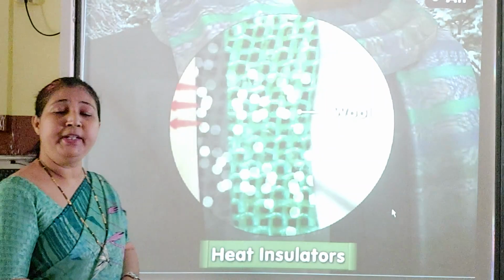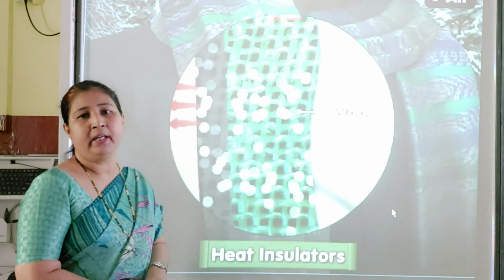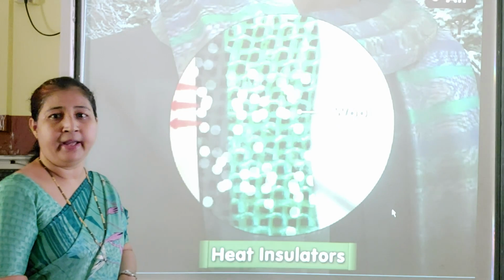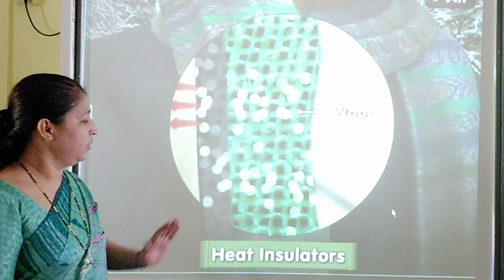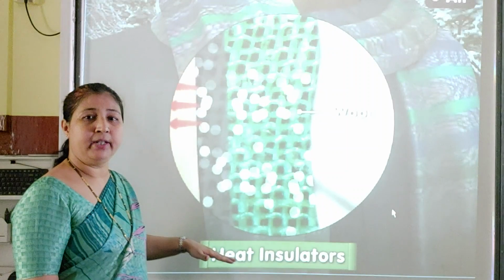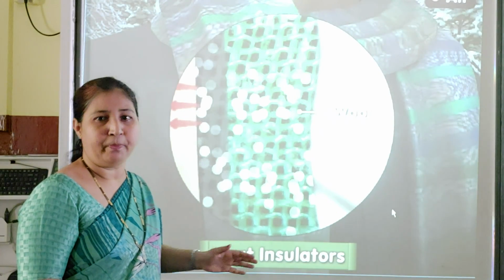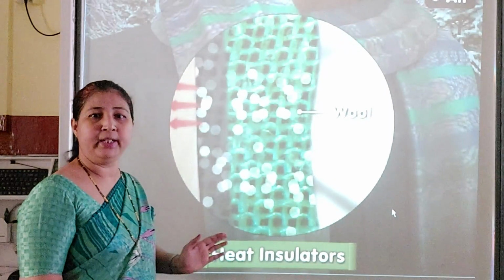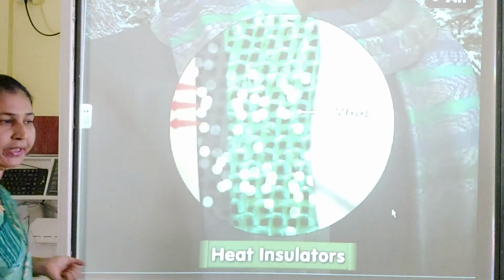So in the winter season, what happens? Wool will keep us warm. It will not allow the air to move. So it is a heat insulator, meaning it does not allow the heat to pass through it. So only we wear woolen clothes and we feel warm during the winter.